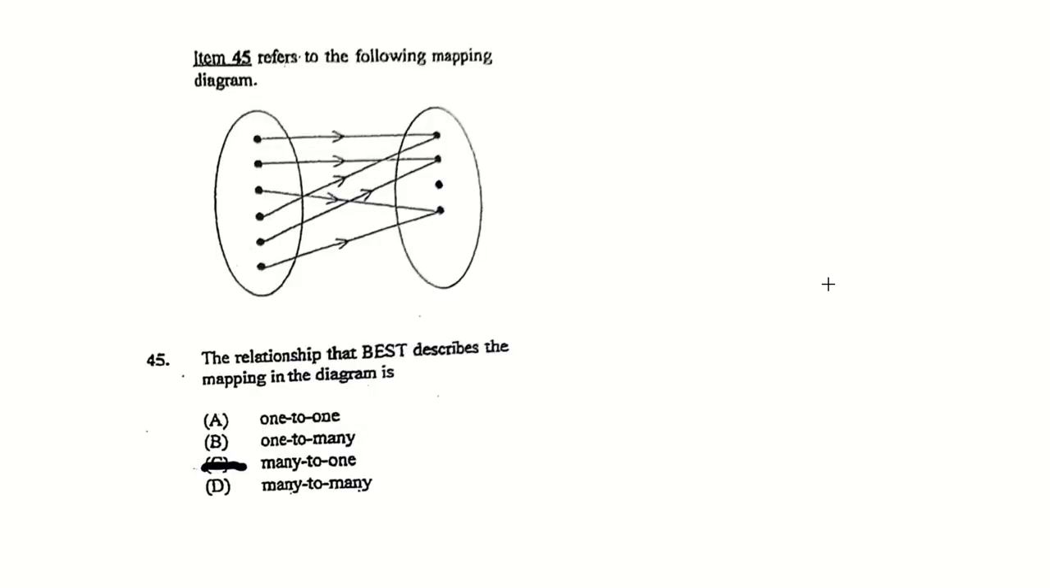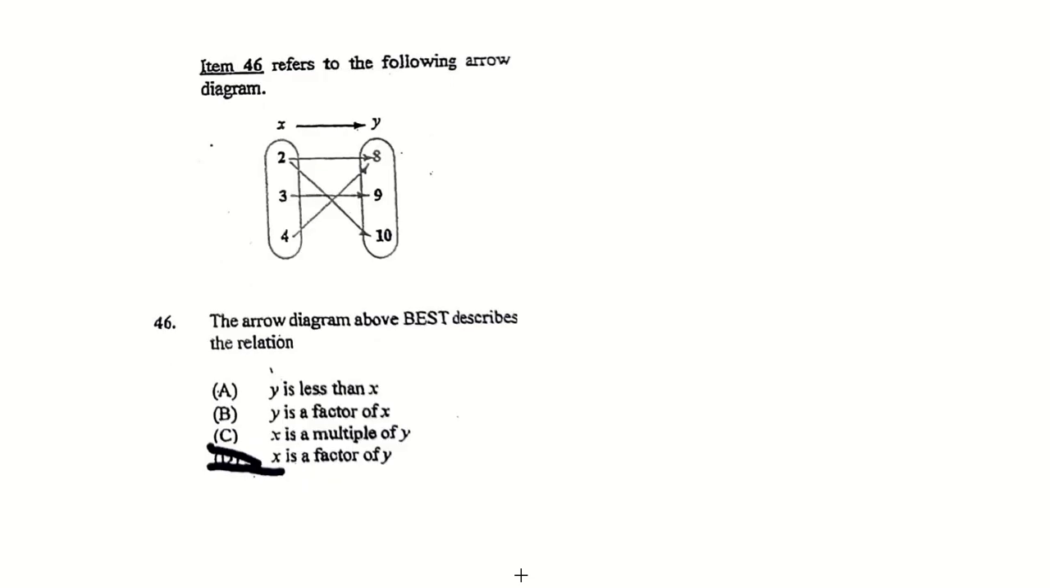Let's look at January 2020, paper 1. As I was saying, January 2020, paper 1, section 7, which is relations, functions, and graph, 45 to 52. Right, we see in number 45 is many values going to one value here, so it's C.